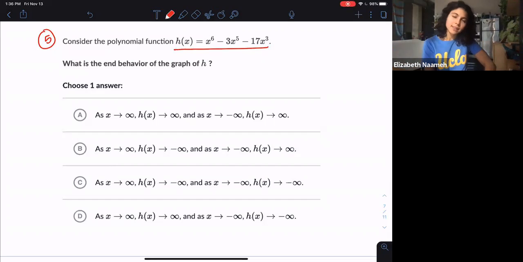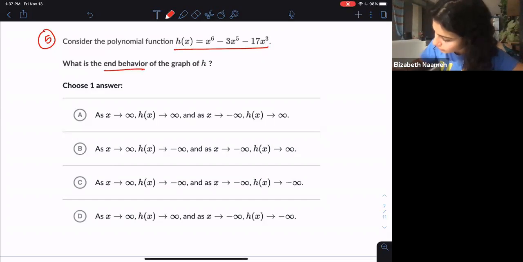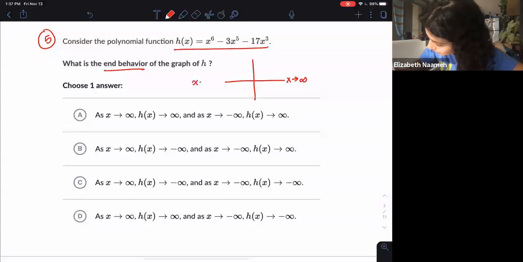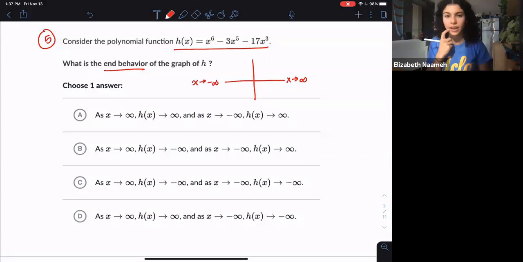And it's asking, what is the end behavior of h? The end behavior. So when it comes to end behavior, we really don't care about what the graph actually looks like in the middle or at the intercepts. We just want to know what's happening for very large values of x. So I only want to know what's happening as x approaches positive infinity and as x approaches negative infinity on the left side.